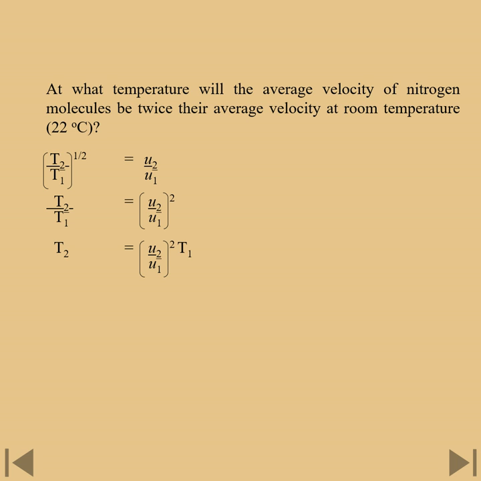Now we weren't actually given the actual velocity, but we were asked about doubling the velocity. So essentially that velocity ratio is going to be 2. 2 squared is 4. 4 times the 295 says that at 1180 kelvins, these gas molecules would be traveling at twice their velocity at room temperature.